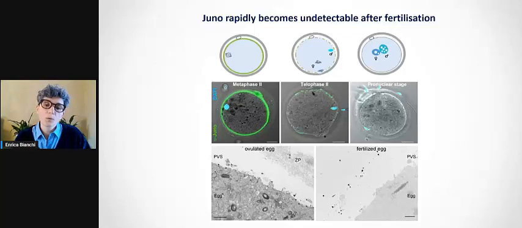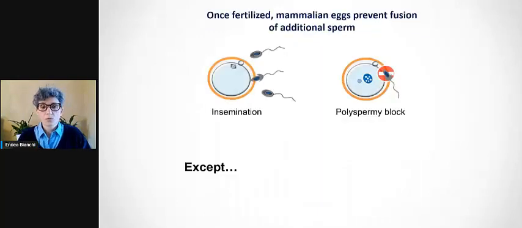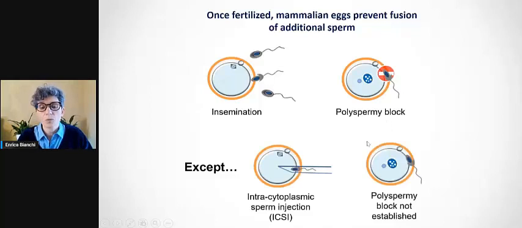And so we proposed the idea that maybe Juno could be involved in the establishment of the polyspermy block. I just wanted to remind you that the establishment occurs both with modifications at the zona pellucida, but also at the membrane level. So there is definitely a block at the oolemma in fertilized eggs. But very interestingly, the polyspermy block is not established when eggs are fertilized by ICSI.